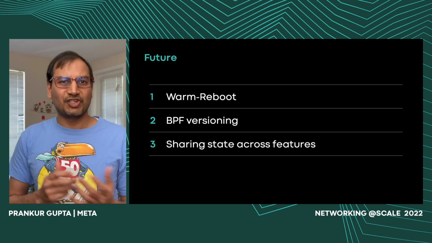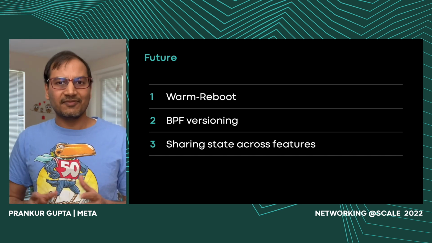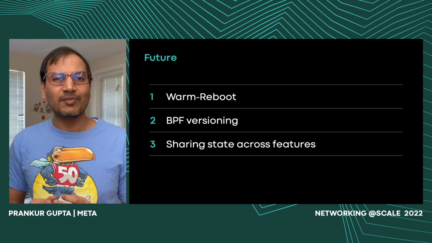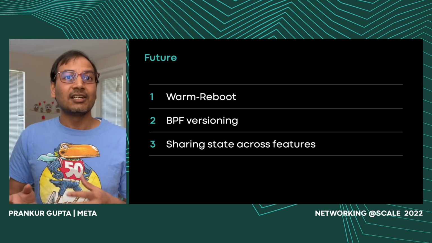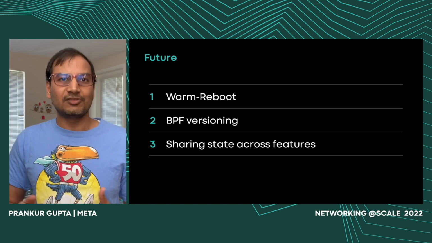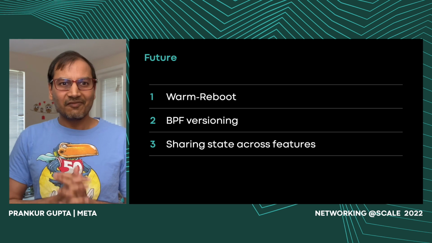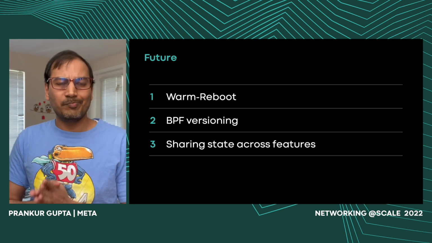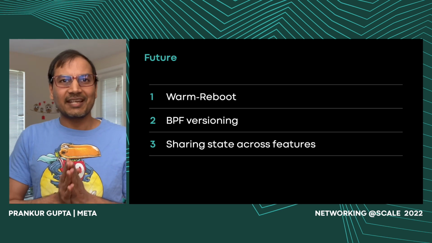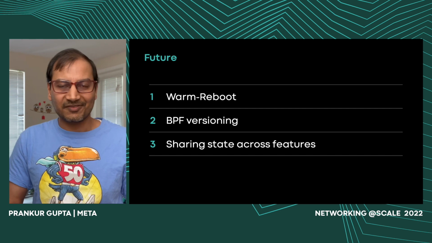And the third one, sharing state across features. We have various features which can use the information computed by other features, like scope resolution, so that other features don't have to do this duplicated work again and again. So, concluding, we built a stateless, modular platform with monitoring and observability at its core, which can help services solve their networking problems at scale using eBPF. Thank you.